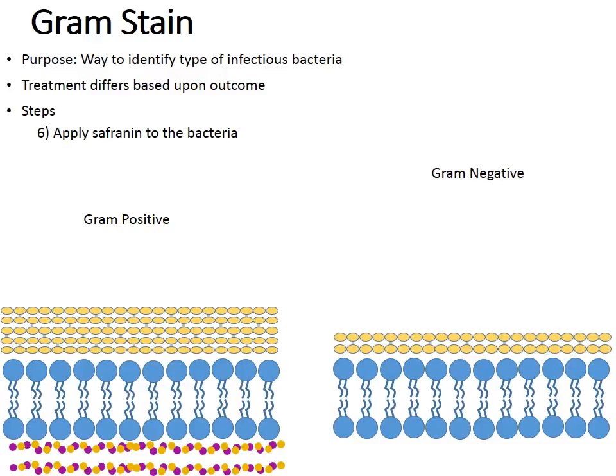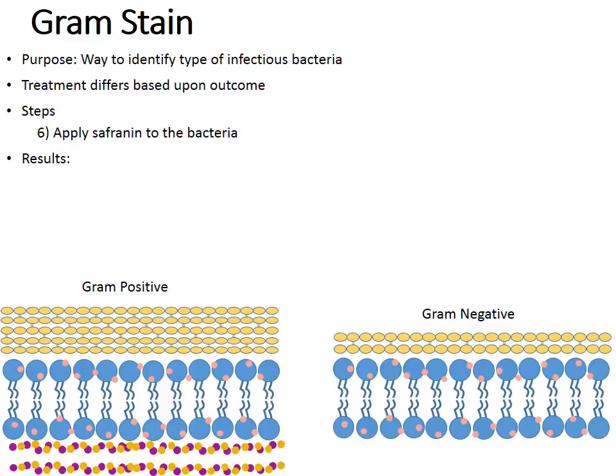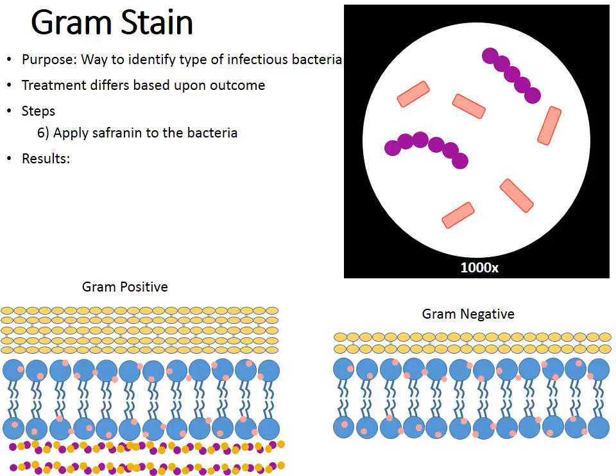So the next step is to apply a reddish colored dye called safranin. And so here's safranin being added, and what happens is the red pinkish safranin molecules pass through the cell wall and bind with the lipids of the phospholipid bilayer. And so now we can actually see the results of a gram stain underneath the microscope. Underneath the microscope, the gram-positive appear purple in color.